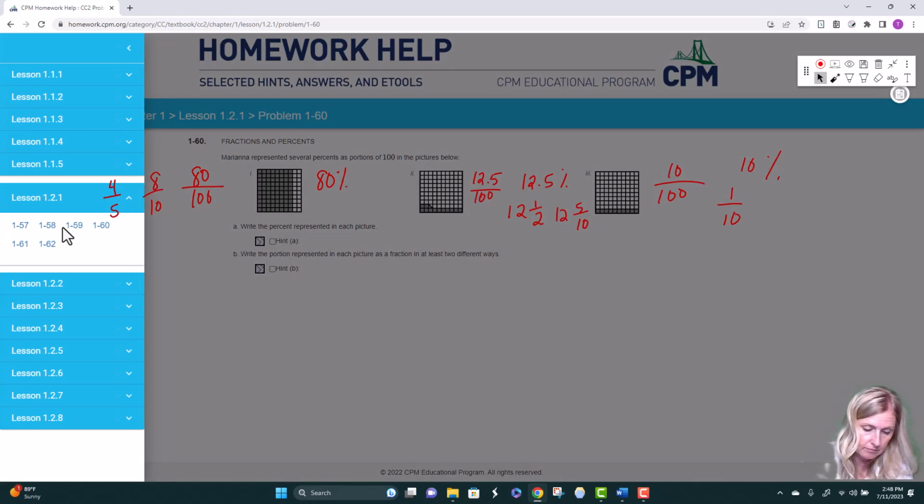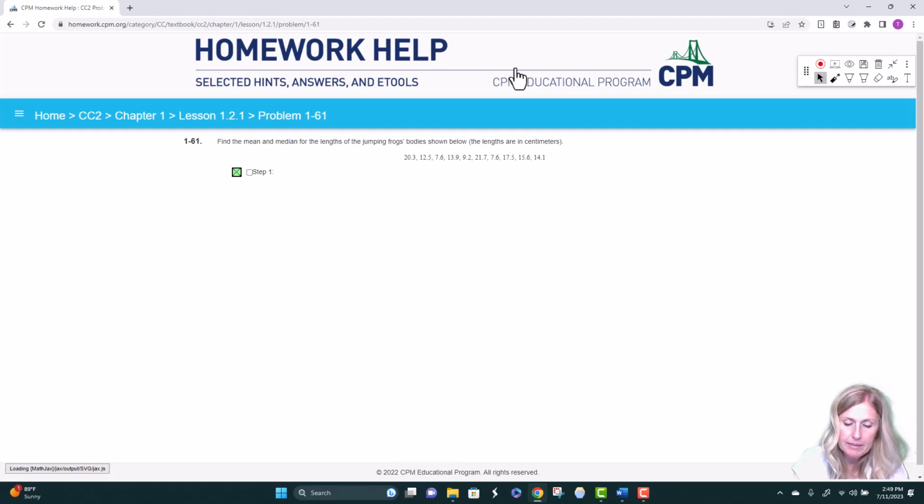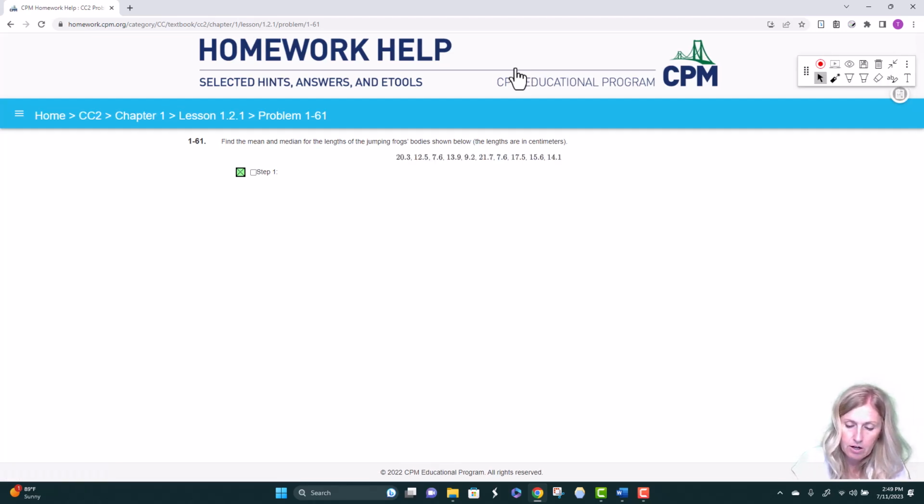Find the mean and median for the lengths of the jumping frogs' bodies shown below, and the lengths are in centimeters. Okay. So the first thing we have to do is put our data in order from least to greatest, and then we're just going to find the number that is perfectly in the middle. That is what the median means. It's the one in the middle. So let me just organize my data.